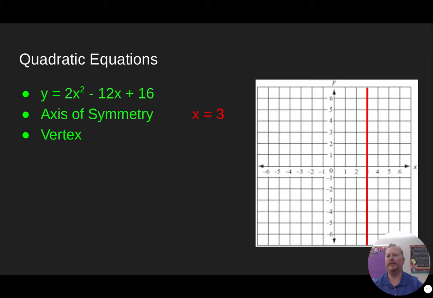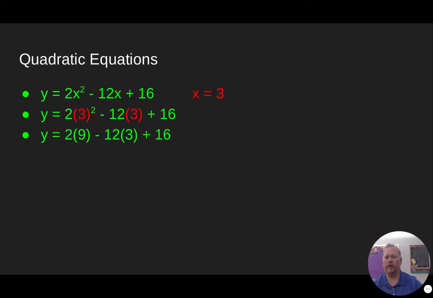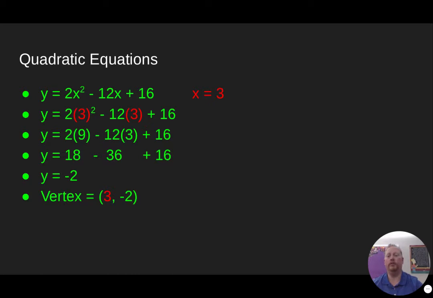And I know my vertex is on that line, but let's figure out where. Let's take that equation, and let's take that 3 and plug it in for x. And then let's just work it on out. Let's square that 3, and then do our multiplication, and then our adding and subtracting, and we get y equals negative 2. So I know that our vertex is the coordinate (3, negative 2).